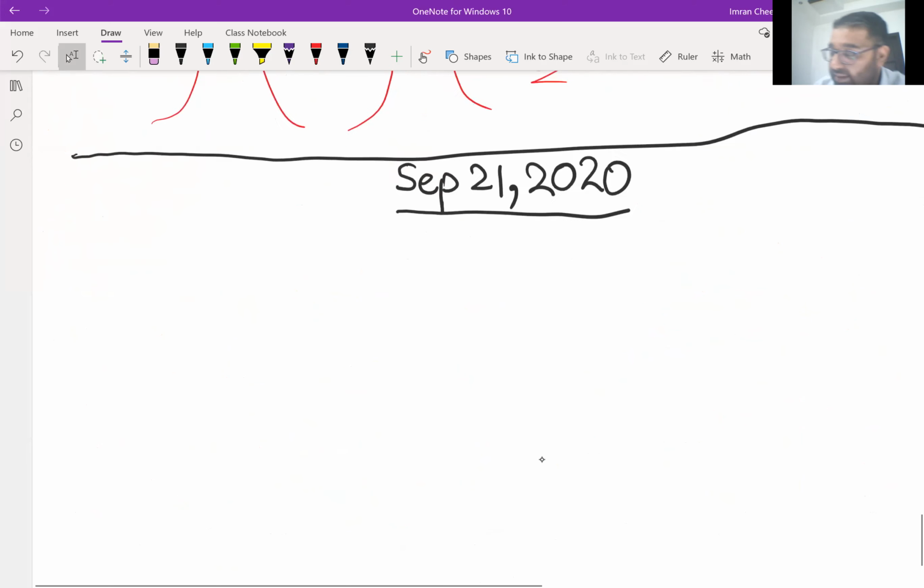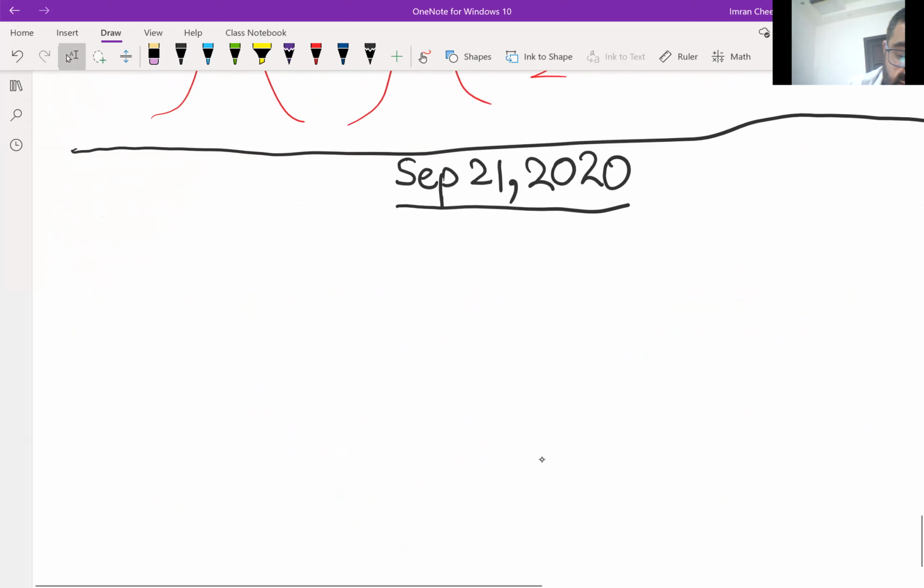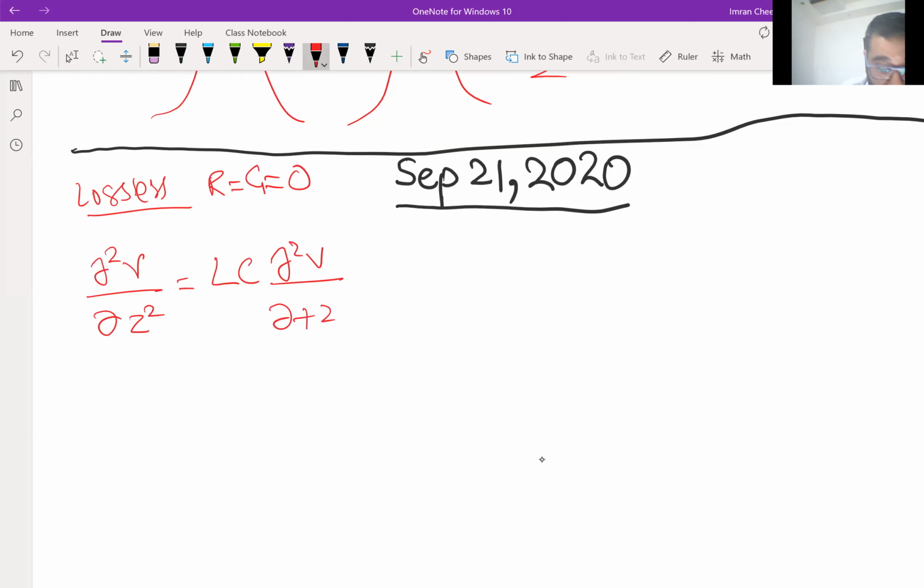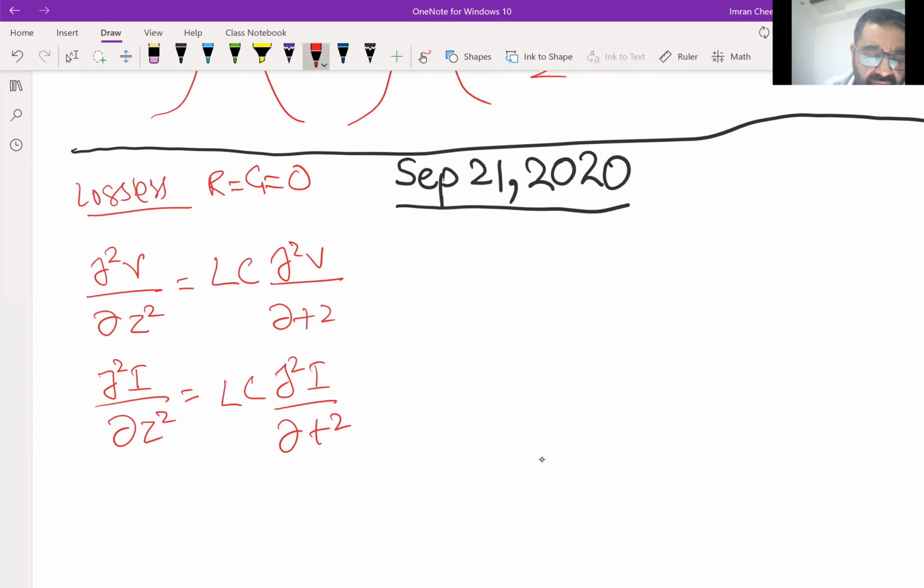Let's write these equations again here, just for completeness. So we have this voltage equation: partial squared V over partial z squared is equal to LC partial squared V over partial t squared. And I'm talking about the lossless case, when we have R equal to G equal to 0. And partial squared I over partial z squared is equal to LC partial squared I over partial t squared. So there is no difference between these two equations other than the variables.